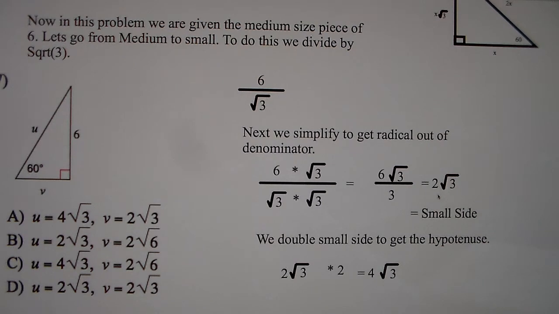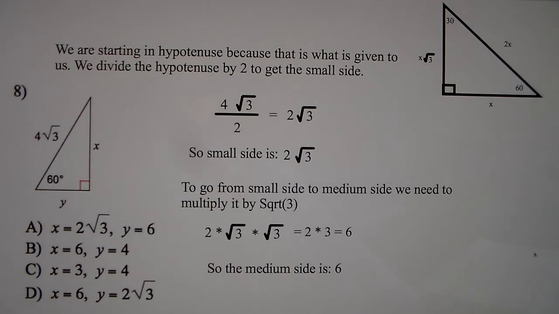Now to go from our small side to our hypotenuse, we just have to double it. So 2 radical 3 times 2, well, 2 times 2 is 4. So we have 4 radical 3. So 2 apples times 2 gets you 4 apples. That's why we have 4 radical 3 as an answer. Hopefully that clears it up a little bit because I know the radicals are tricky.